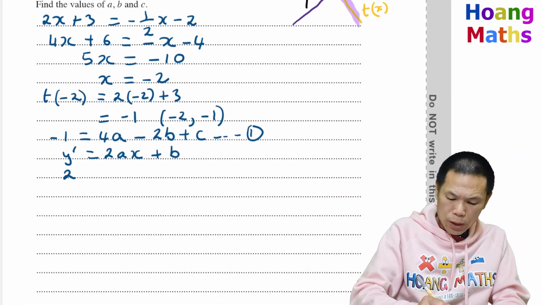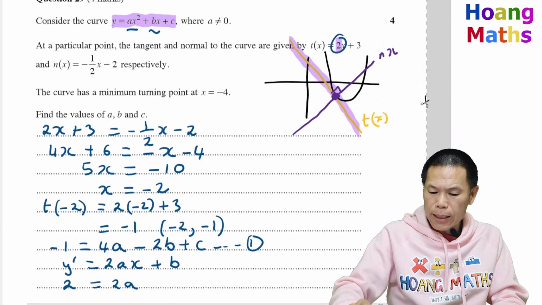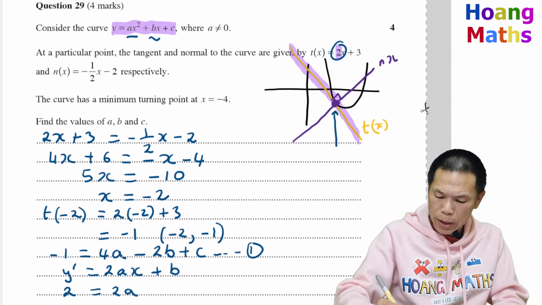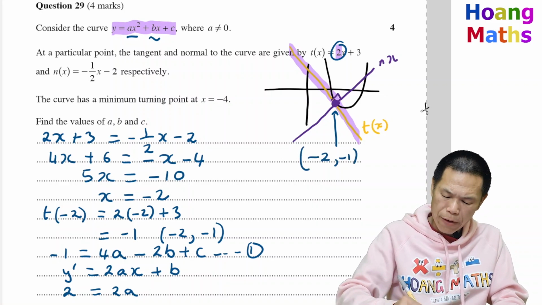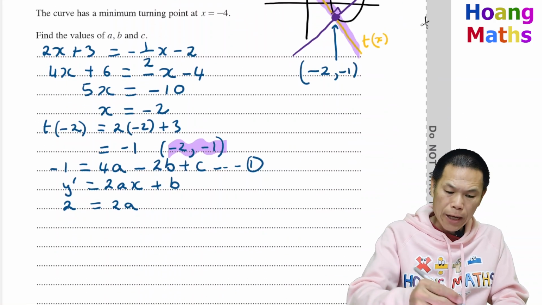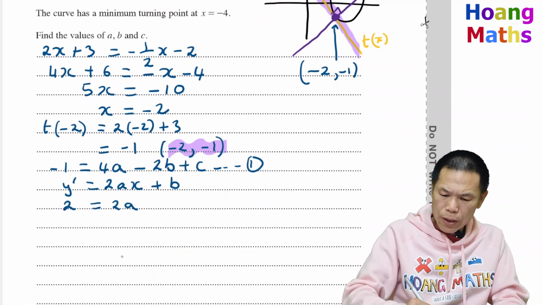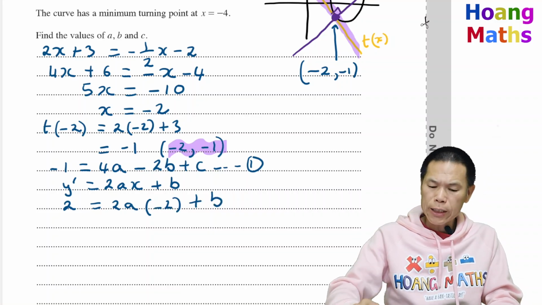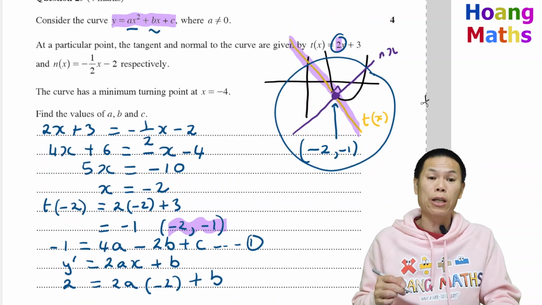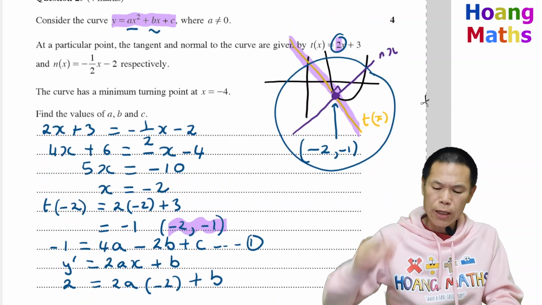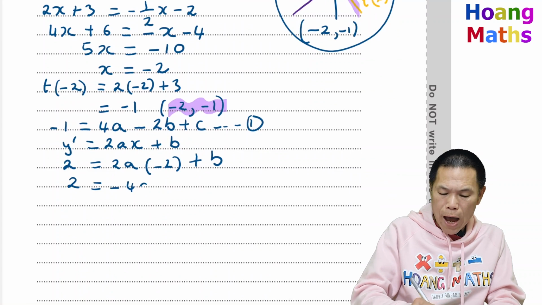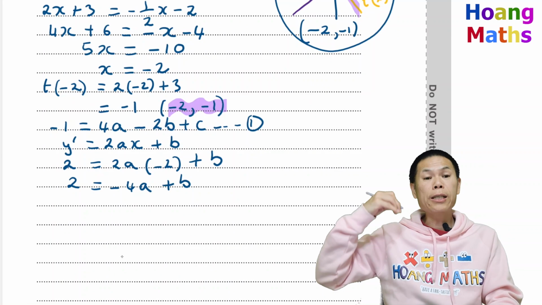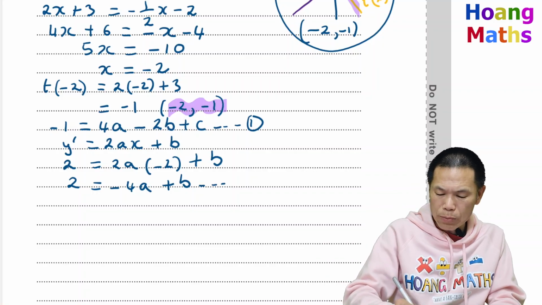So 2 is equal to 2a, at that point where x is negative 2. This point here is negative 2, negative 1. Keep that in mind. We already found it earlier. So at x equal to negative 2, that means negative 2 plus b. And please don't forget this diagram here is just a representation. It's not correctly drawn. Okay, keep that in mind. So now 2 is negative 4a plus b. So this is another equation, which is equation number 2.